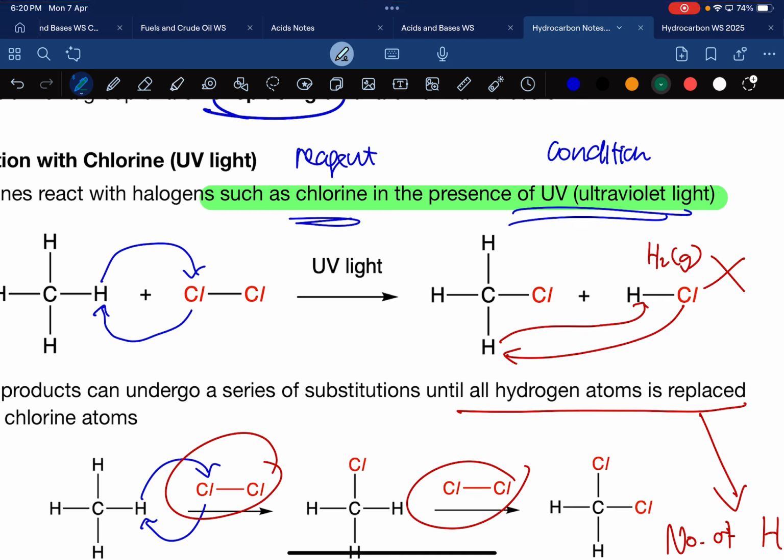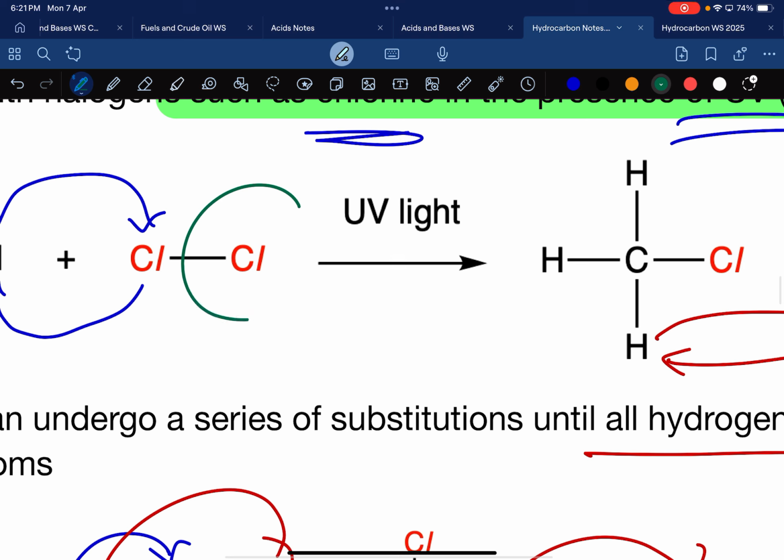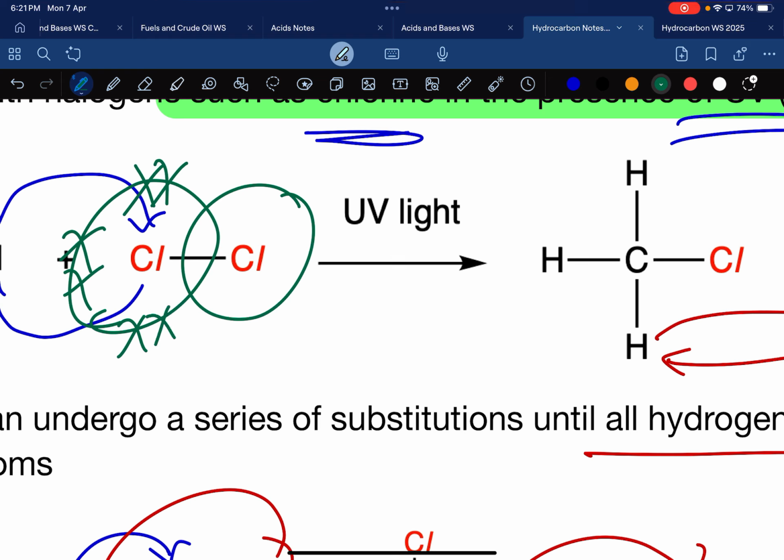It's 7. Chlorine has 7 valence electrons, 1, 2, 3, 4. Yes, 7. And like that. But you share, so you have 8. Both of them have 8 electrons. That's the whole basis of chemical bonding.